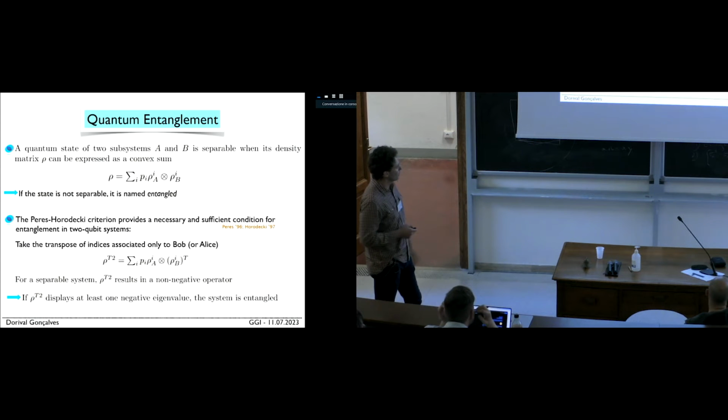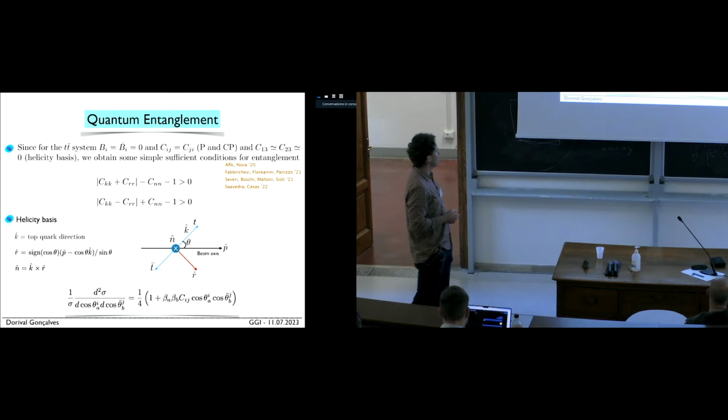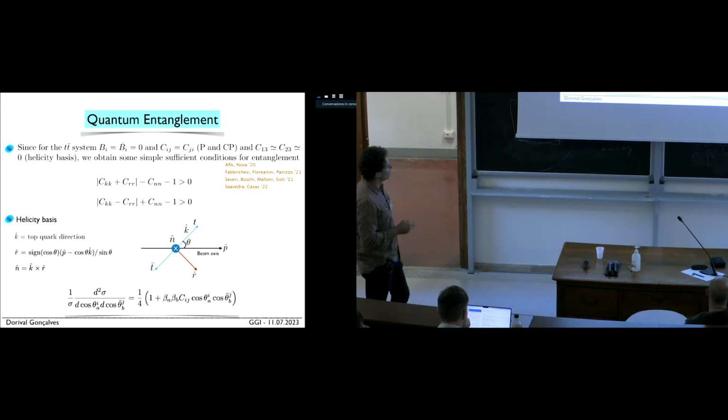So what people typically do is impose the so-called Peres-Horodecki criterion. If you have at least one negative eigenvalue, the system is entangled. If you implement this for the t-tbar system, with those conditions over there, you have two sufficient conditions for entanglement that are shown over here. Everything here is going to be calculated in the Ricci basis. So what you need to do is basically obtain those coefficients and see which one of these inequalities is the most relevant for the t-tbar system.